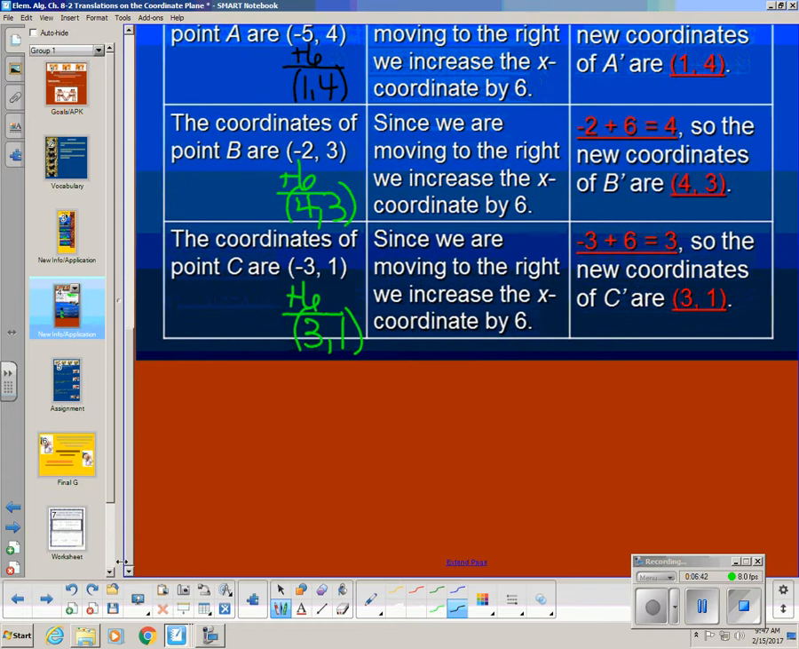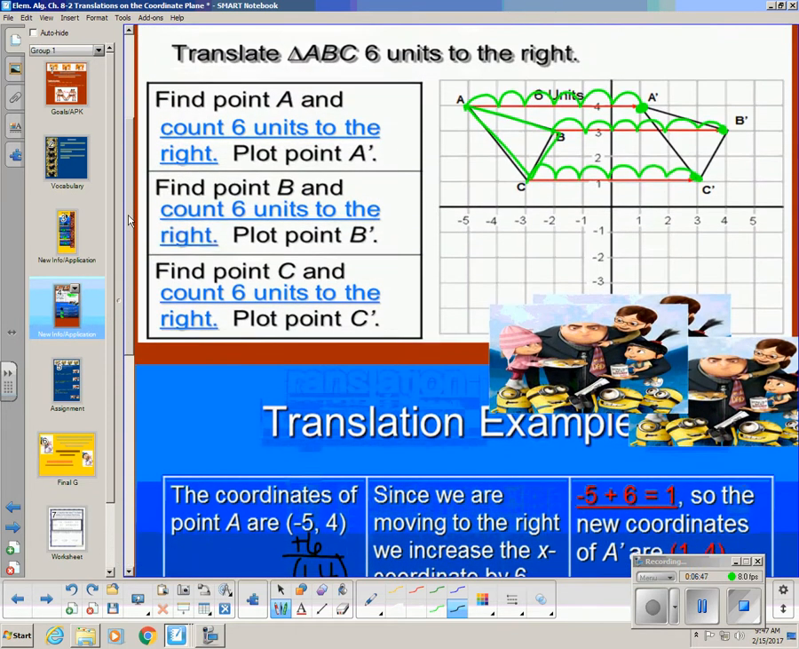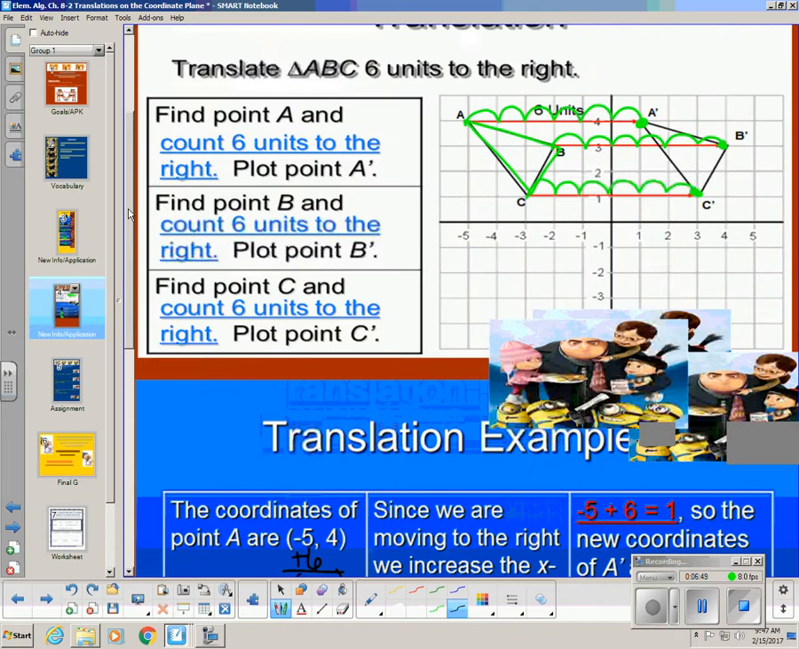Don't have to do it mathematically. I can just do it on my graph way easier. Notice the shape is exactly the same. Notice the orientation is exactly the same. The location is the only thing different.